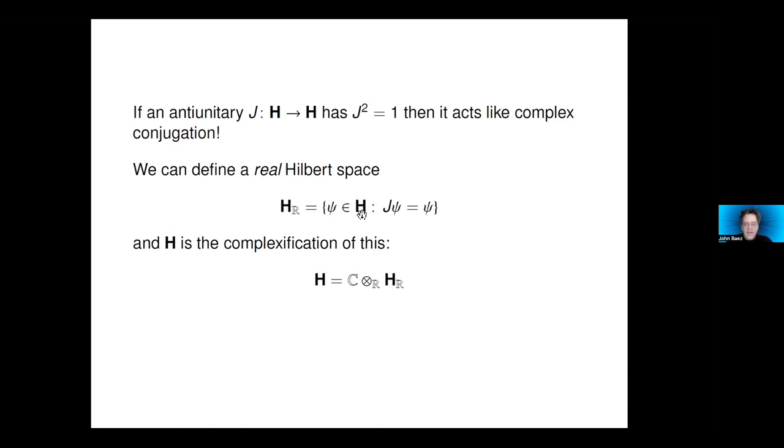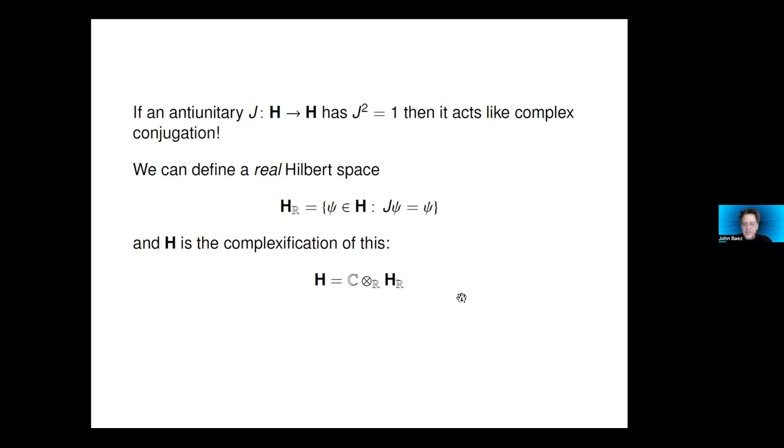I'll call that H sub R, and the original Hilbert space is just the complexification of that real Hilbert space. In other words, any vector in the original Hilbert space is just a linear combination of two vectors in your real Hilbert space, a real part and an imaginary part. So it would be like a times one of these guys plus i b times another one of these guys. Just like the complex plane is the complexification of the real line. So there's an underlying real Hilbert space structure in this situation.